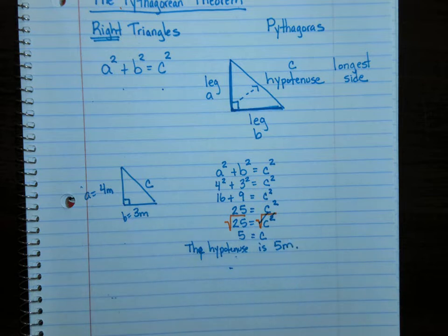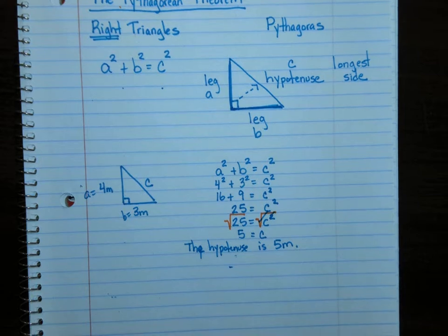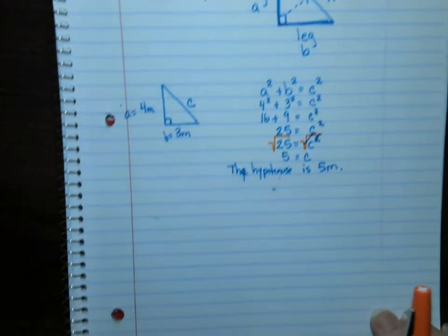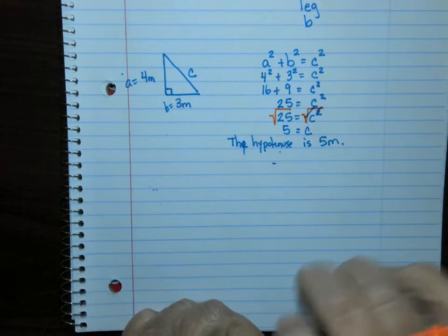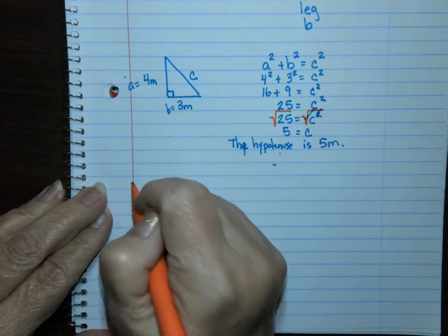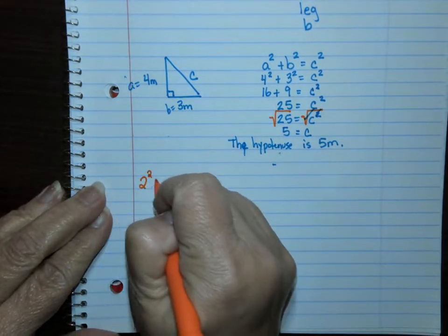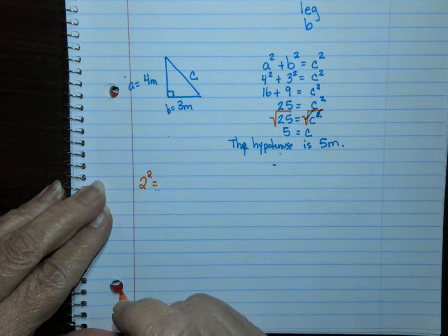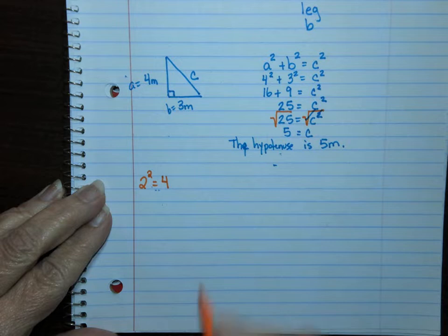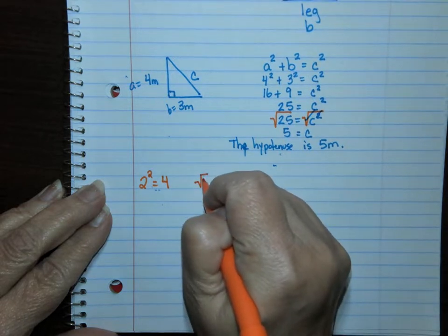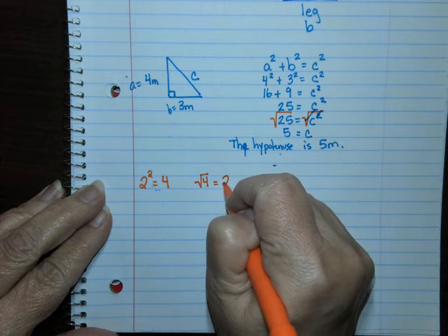Alright, so you can probably see already that if we're going to be doing the Pythagorean theorem, we're going to be doing squaring and square rooting a lot. So let's take a moment and make a list of some squares and square roots that are just going to be helpful to us. Alright. So if I take the number 2 and square it, 2 squared means 2 times 2, which is 4. So that means that the square root of 4 is equal to 2.